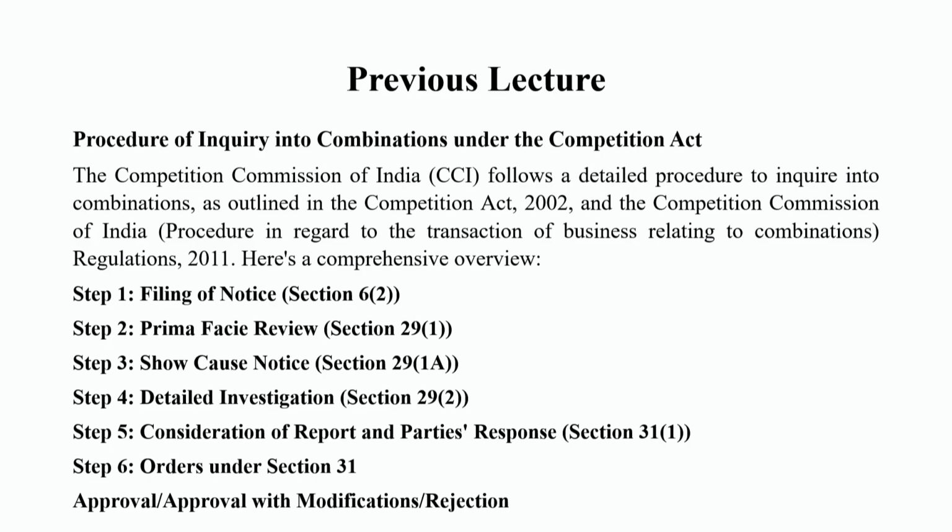The process started with the filing of the notice for the combination by the parties to the CCI under section 6, clause 2. CCI establishes a prima facie review of whether the combination may cause an appreciable adverse impact on the market or is not potentially harmful. If CCI believes there is no adverse impact on the market, it may approve it. But if CCI believes this is a prima facie case which may lead to appreciable adverse impact, it may review the case and issue a show cause notice.